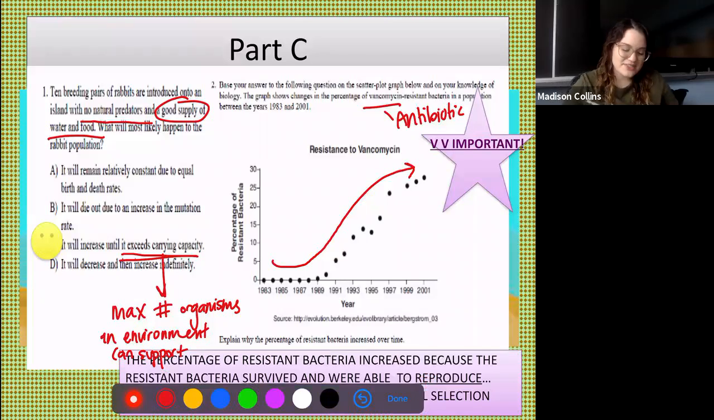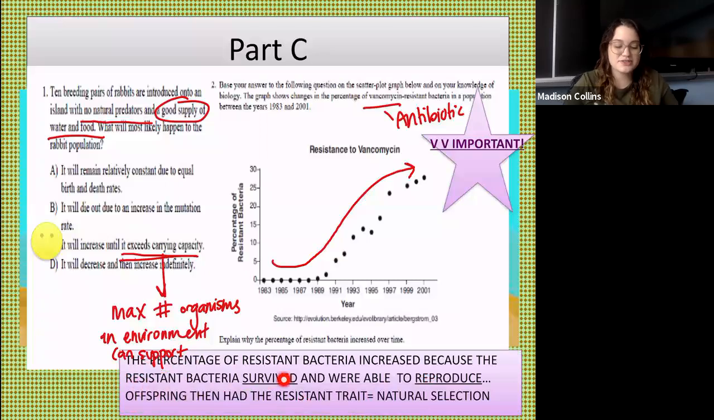Well, the percentage of resistant bacteria increased because those resistant bacteria survived and were able to reproduce. There was most likely a mutation amongst this population that made a few of these bacteria resistant to this antibiotic. That allowed those resistant bacteria to survive and reproduce, which means their offspring then inherited that resistant trait. This is actually natural selection being displayed in real time.